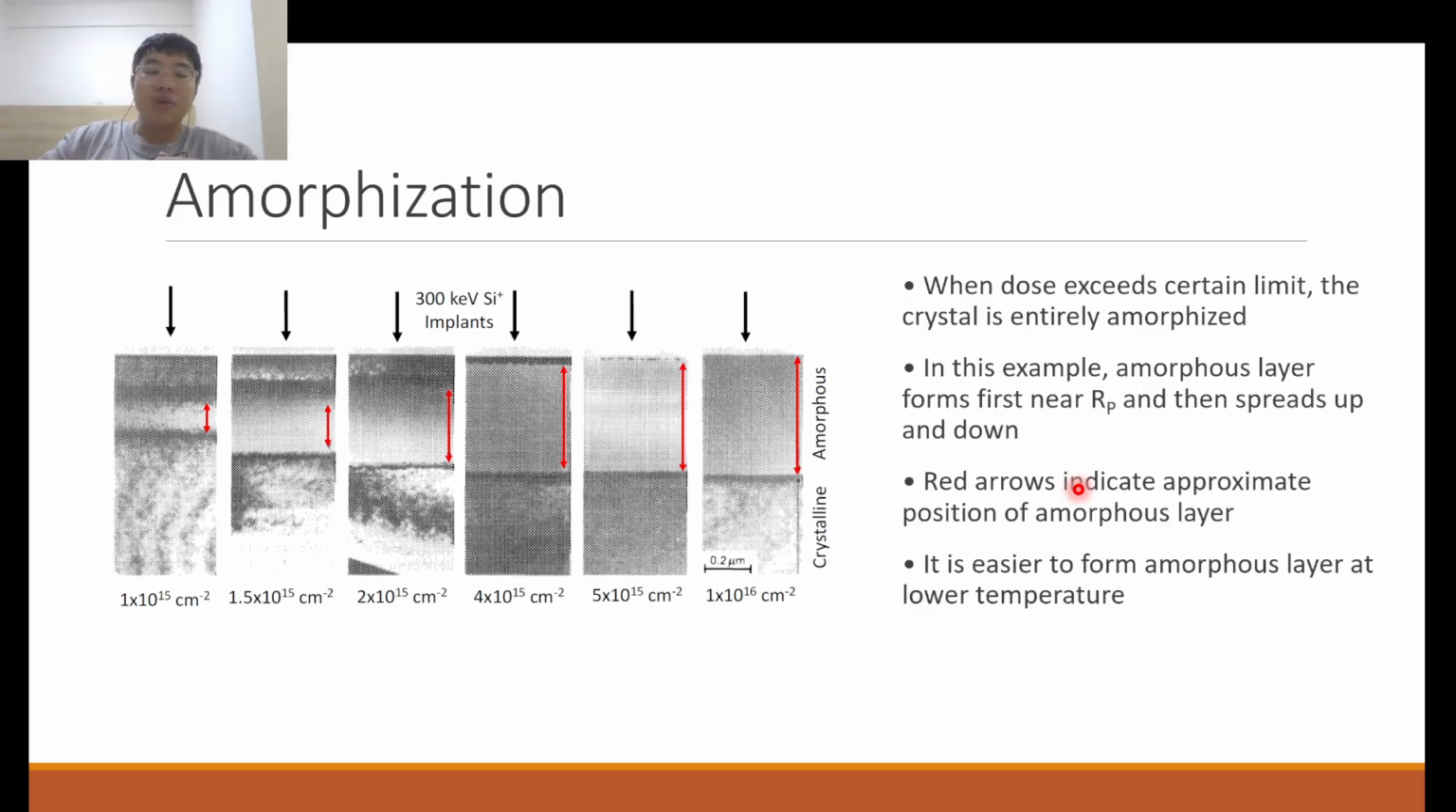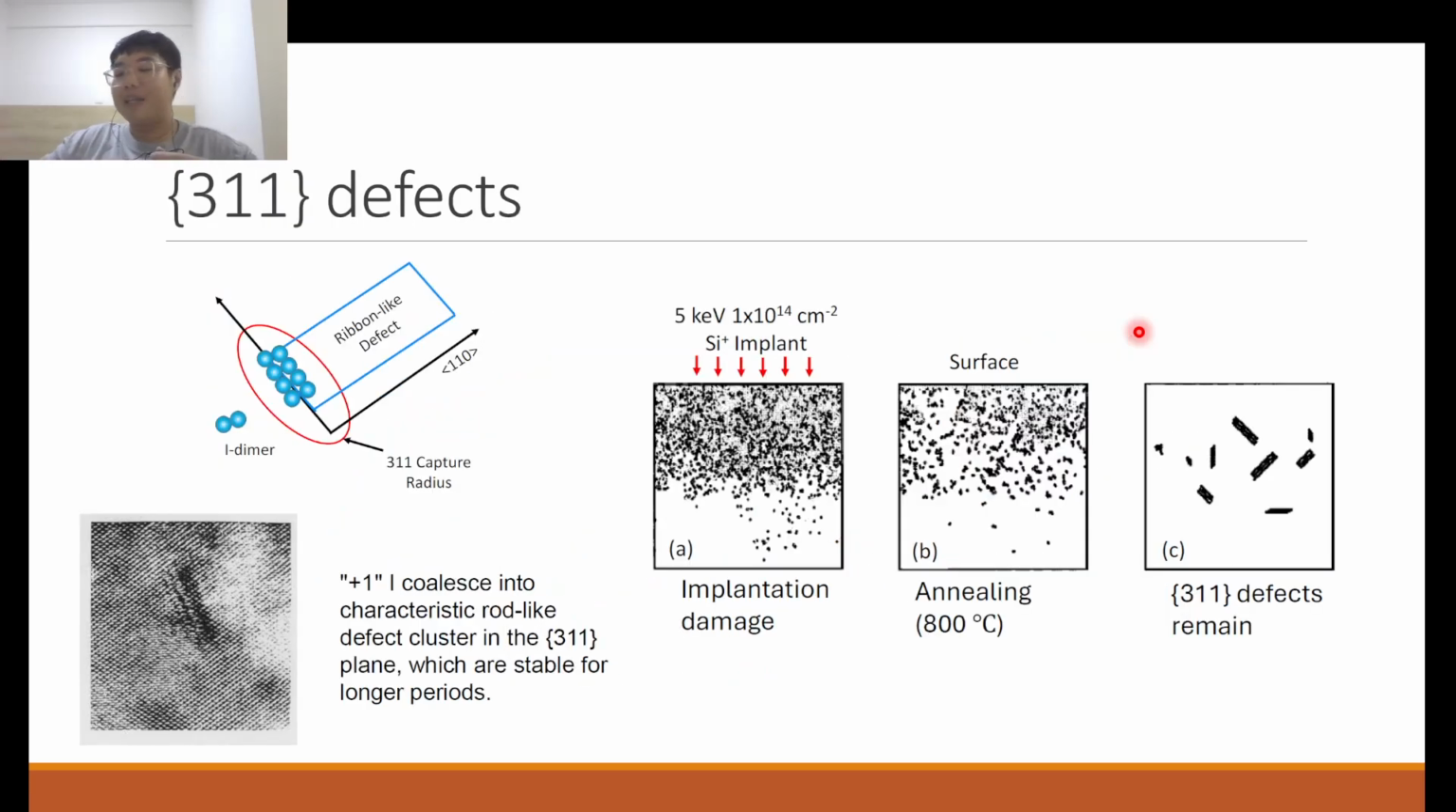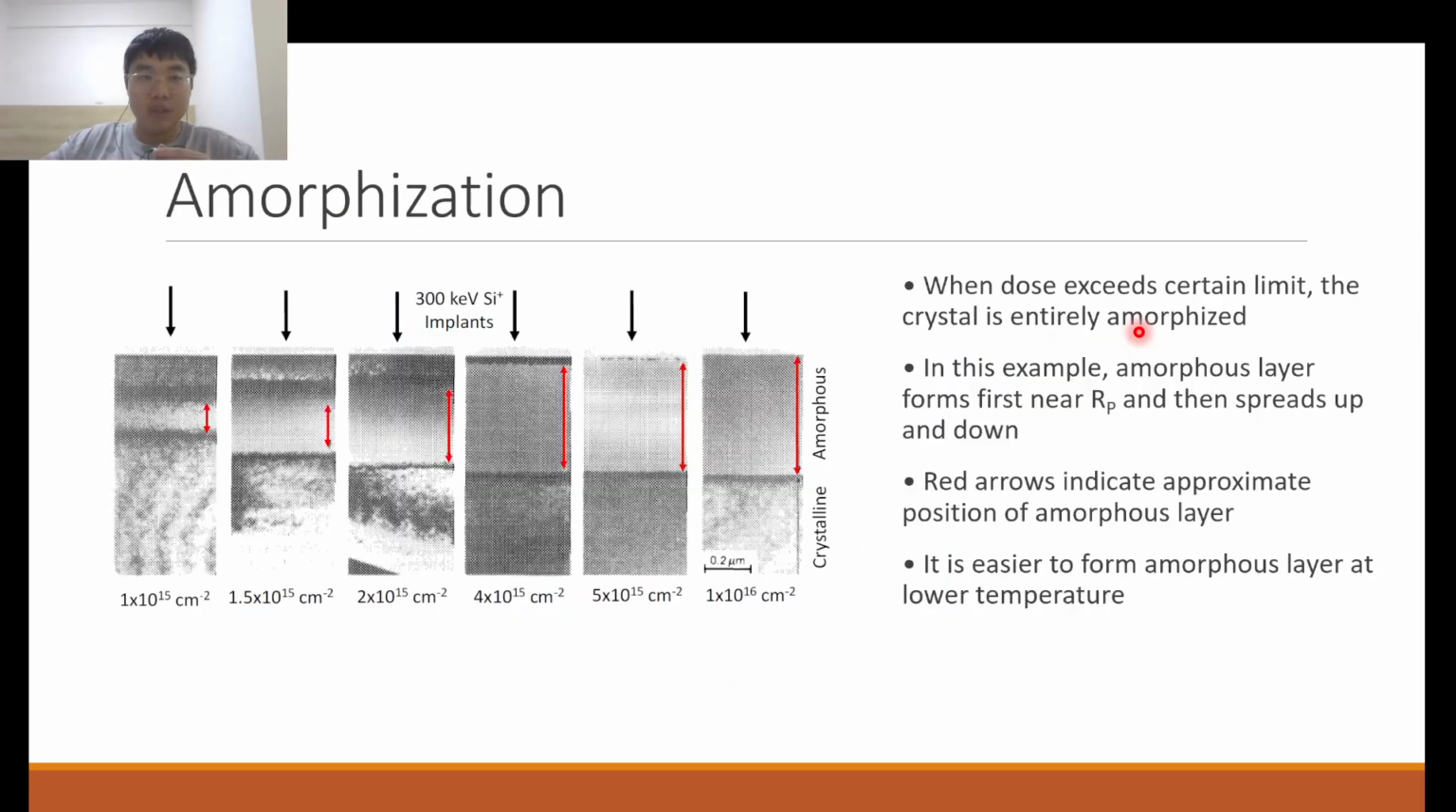However, in addition to just generating your interstitials and vacancies, so in this case, interstitials and vacancies are generated in the silicon lattice, right? However, we assume that the general silicon lattice remains more or less preserved. However, if your ions that you're implanting are of high enough energy or large enough dose, there's a high possibility of complete amorphization of the silicon lattice. So the crystal is completely amorphized, right?